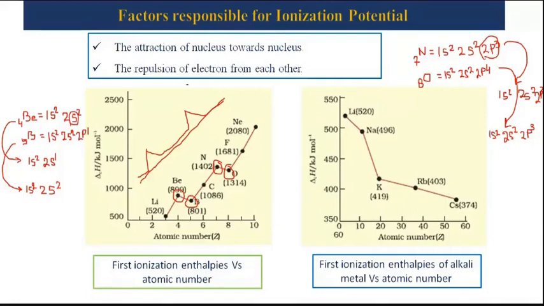Now, nitrogen is having p3, means it is stable. After the ionization, what would be the fate? It will have p2, means from stable to unstable. What about oxygen? It is p4, but by removing one electron, it will obtain p3, stable.